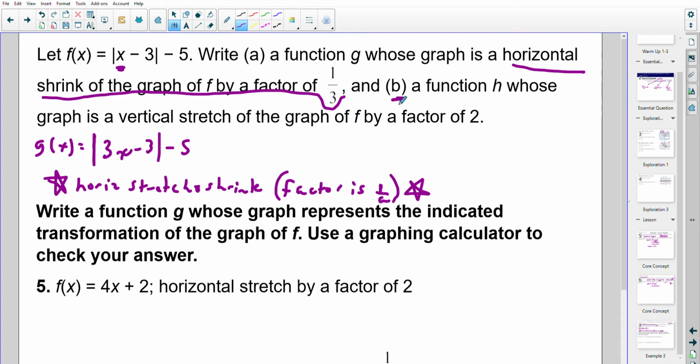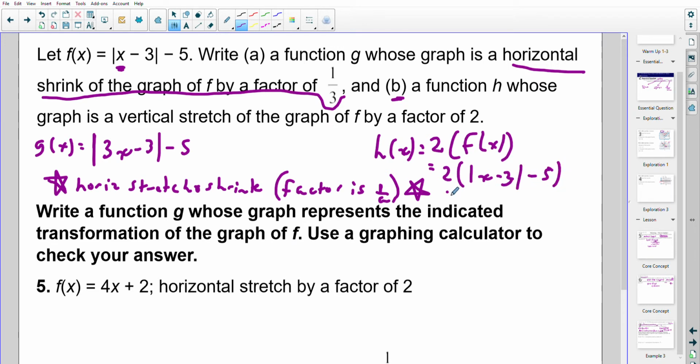Looking at the B part, it says a vertical stretch by a factor of 2. Vertical is the same A. So if this is A, 2 is A, then you're going to be multiplying by 2. You're not going to do the reciprocal. So that means that h of x is going to equal, let's see, it's really 2 times your f of x. And when you do 2 times f of x, you end up with 2 times everything. X minus 3, absolute values, minus 5.